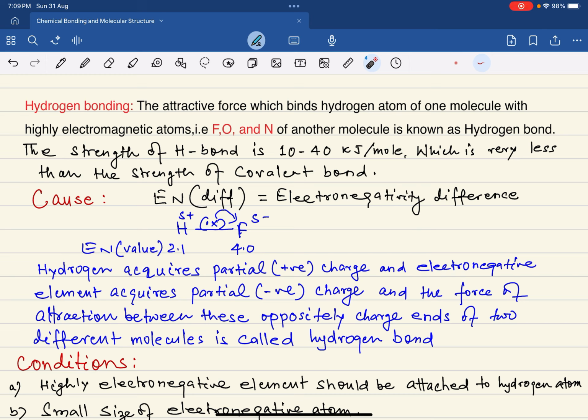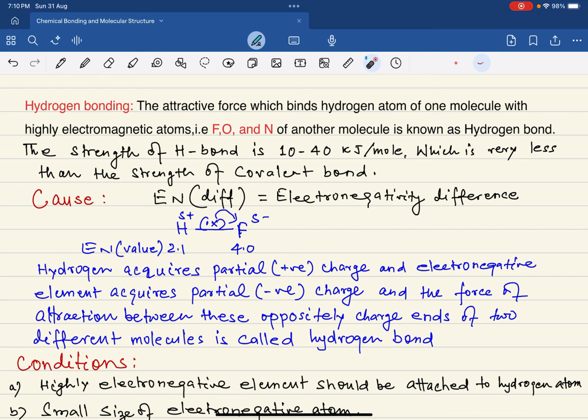So very simple. The attractive force which binds the hydrogen atom of one molecule with a highly electronegative atom, basically FON. There are three elements, fluorine, oxygen and nitrogen, that are most electronegative, in which fluorine is the most electronegative, then oxygen and then nitrogen, of another molecule is known as hydrogen bond. The strength of hydrogen bond is 10 to 40 kilojoule per mole, which is very less than the strength of a covalent bond. Again one question arises: what is the difference between hydrogen bond and covalent bond?